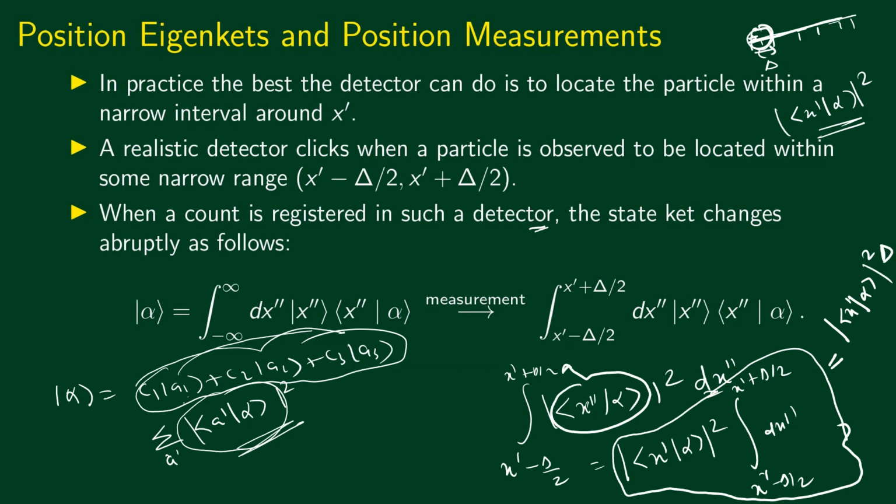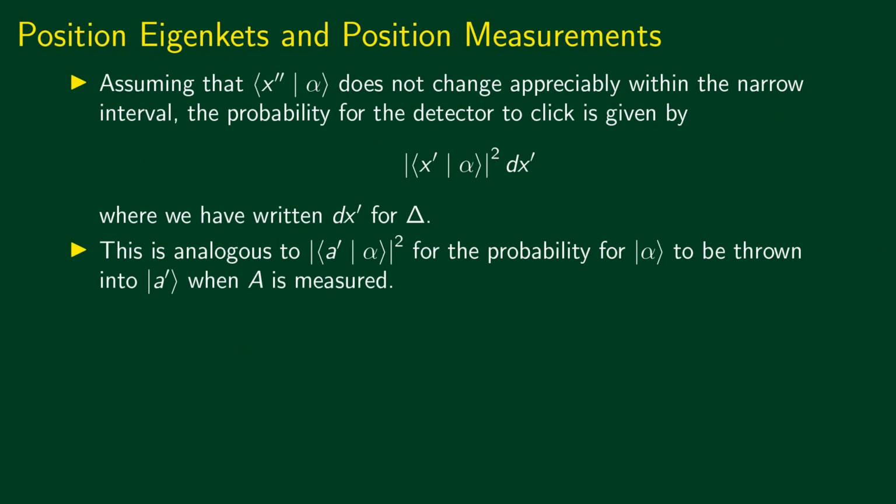Okay, so this would be the probability for finding the particle in this particular interval, or in an interval around x prime, let's say of length delta around x prime. Now assuming that ⟨x''|α⟩ does not change appreciably within the narrow interval, the probability for the detector click is given by |⟨x'|α⟩|² dx'. I use dx' here to show that this interval is infinitesimally small.